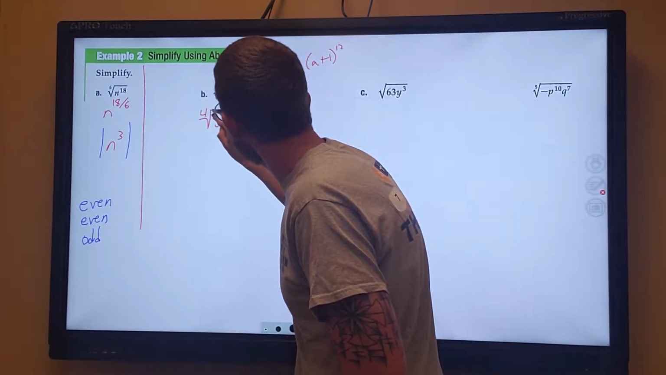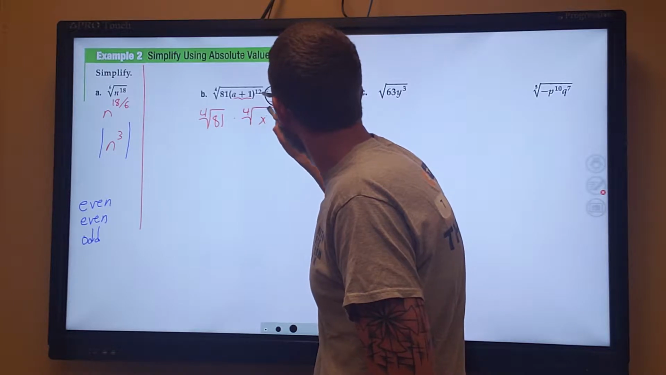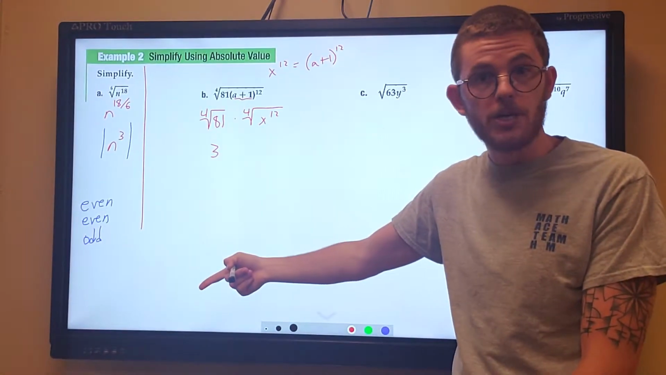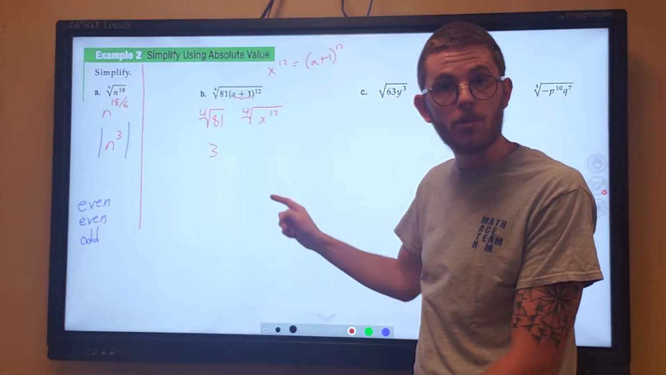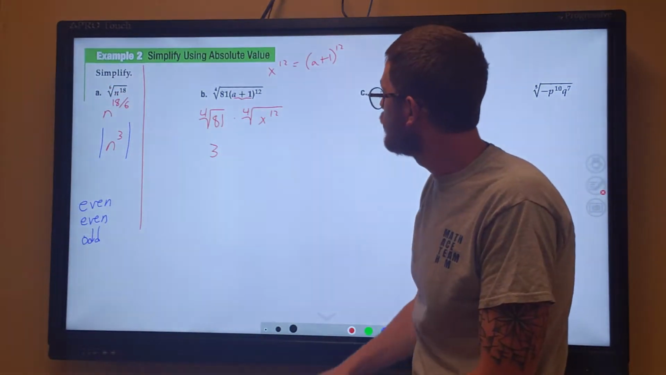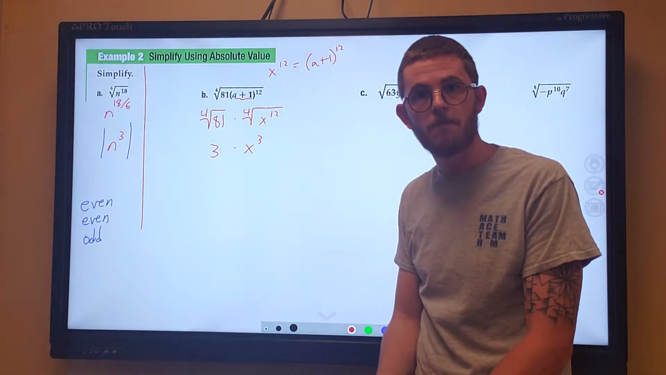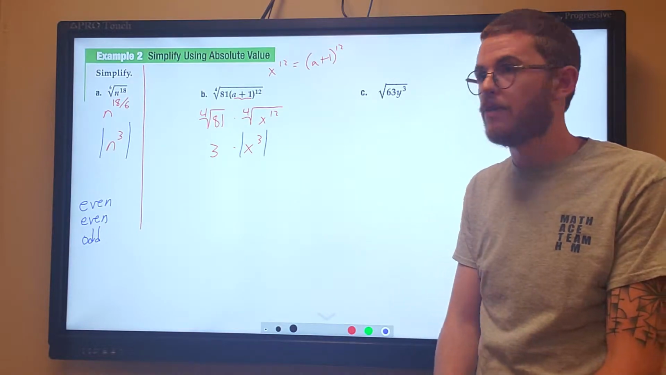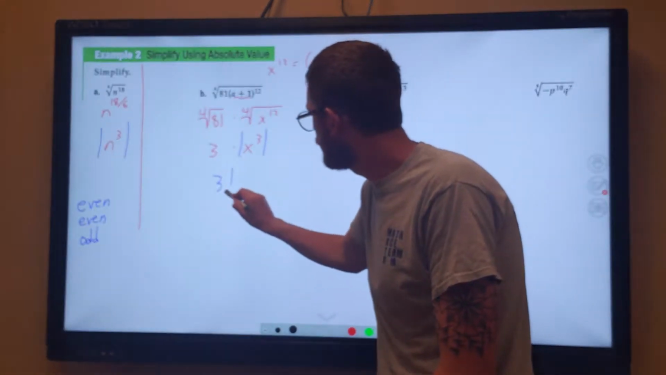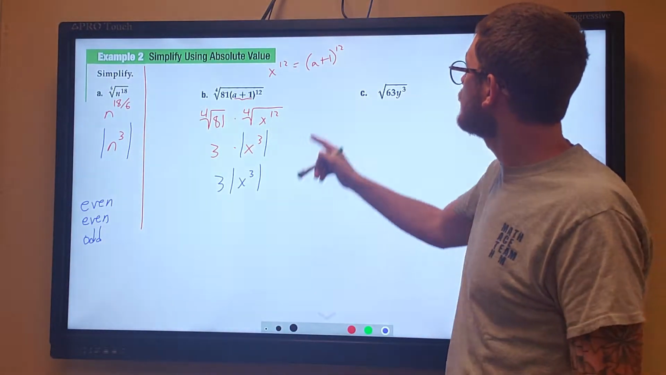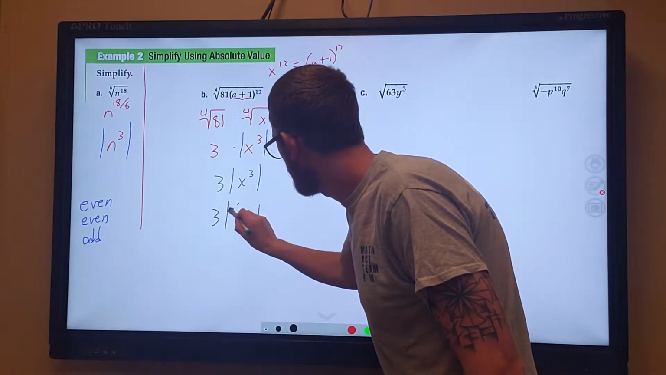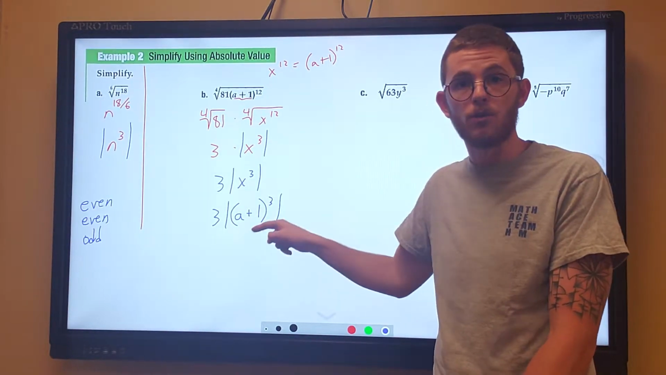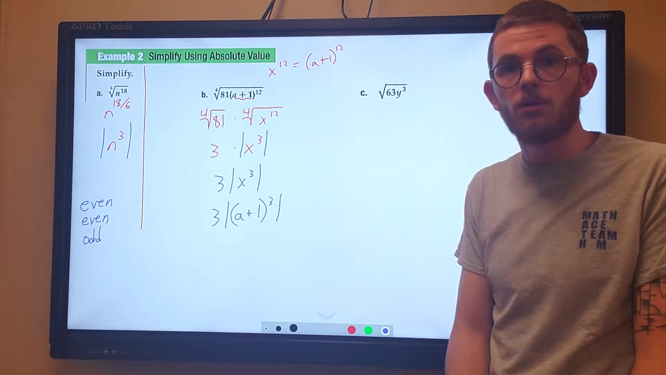Let's break this down to be the 4th root of 81 times the 4th root of x to the 12th power. It's the same thing. The 4th root of 81, we did that a lot earlier, it's 3. X to the 12th power, 12 divided by 4, remember our rule, gives us 3. Because of that even, odd rule, we do have to put absolute value signs around that to make sure it's positive. So this is 3 times the absolute value of x cubed. Although it's not really x, it's really a plus 1. So if you changed that earlier to make it look easier for yourself, change it back at the end because we want to represent the real simplification of the real problem.